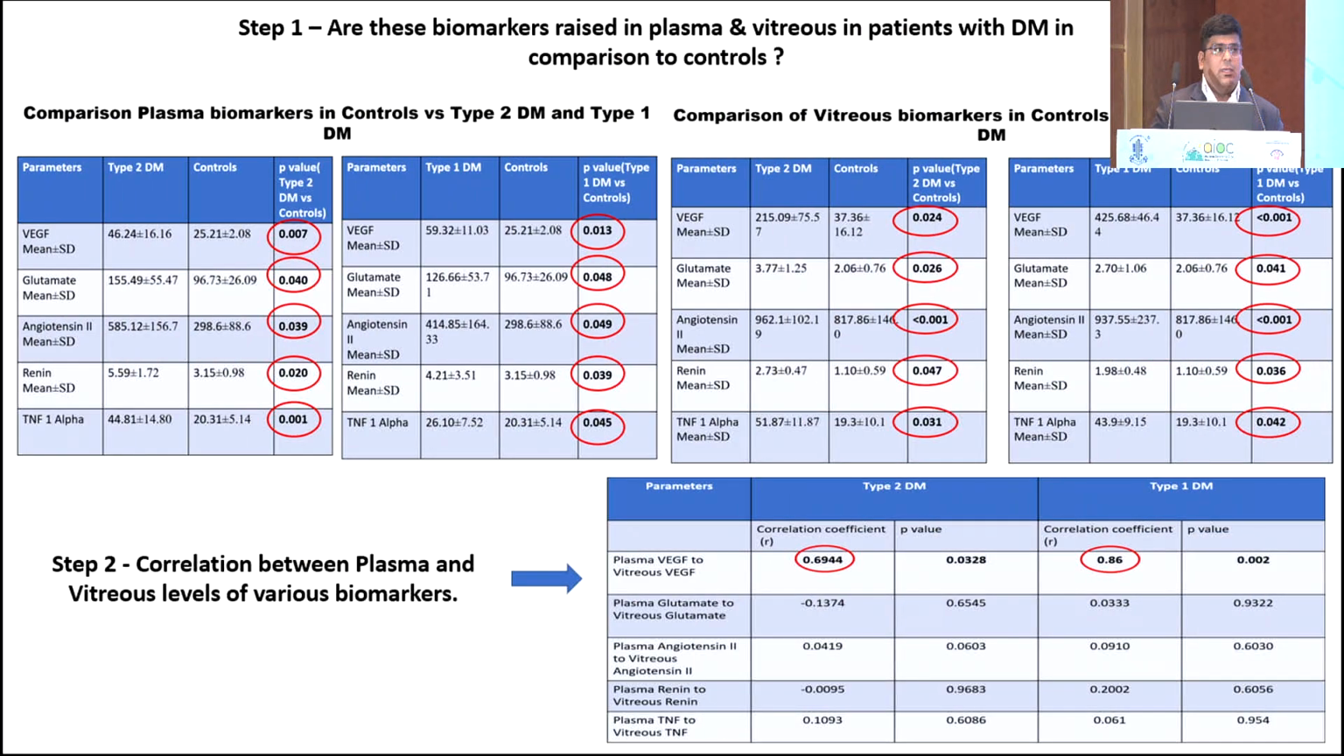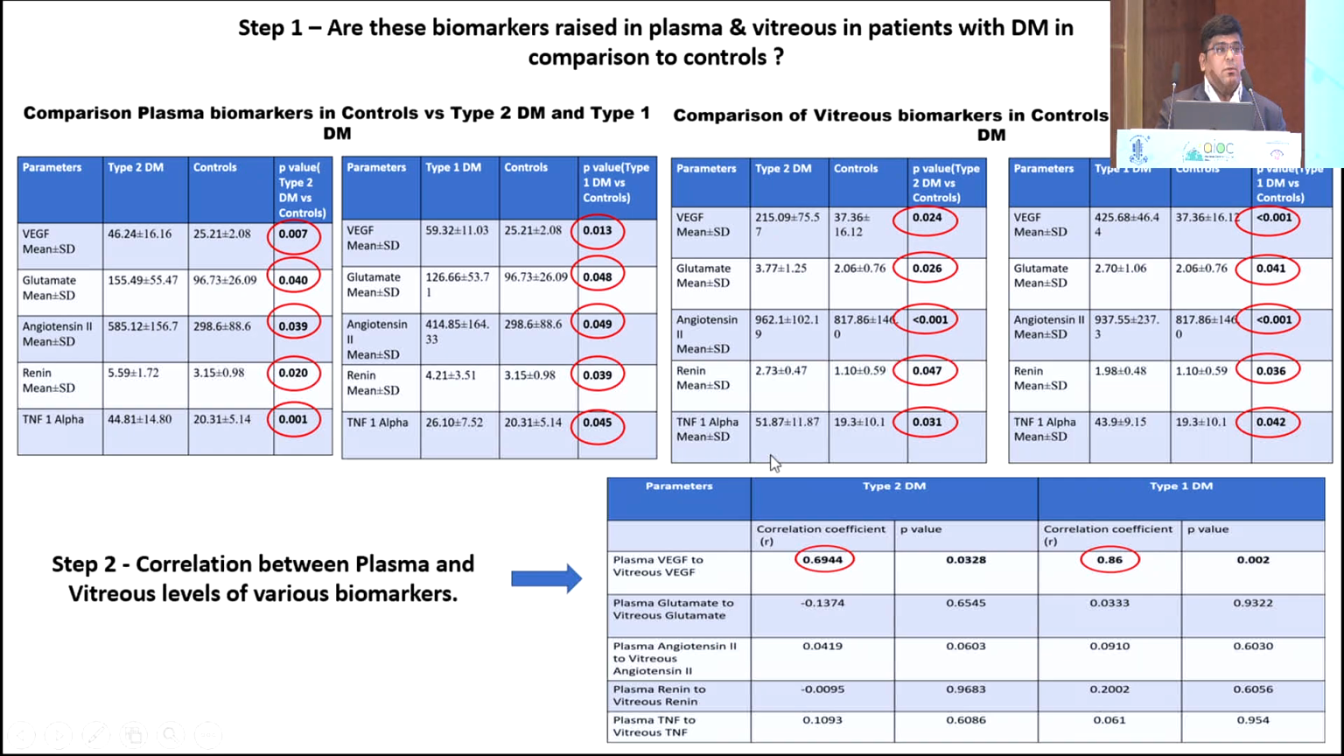As you can all see, we had factors from various pathogenic pathways. So for the ease of understanding, we divided our study into 4 basic steps. First of all, we tried to establish whether these biomarkers were elevated in the plasma and the vitreous as compared to the controls in both type 1 and type 2. As you can see, in all the 4 top tables, there is a statistically significant difference in the levels of VEGF, glutamate, angiotensin 2, renin and TNF alpha in both the groups as compared to the control group, which were macular hole patients.